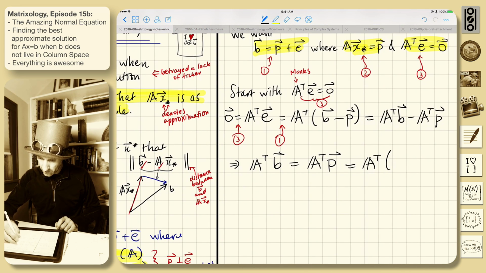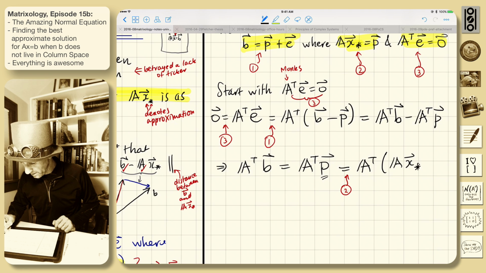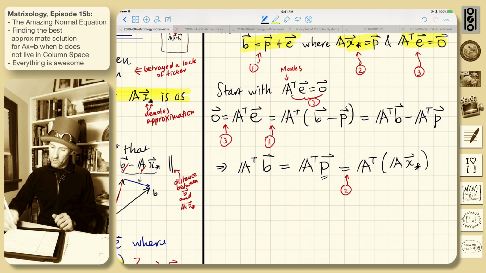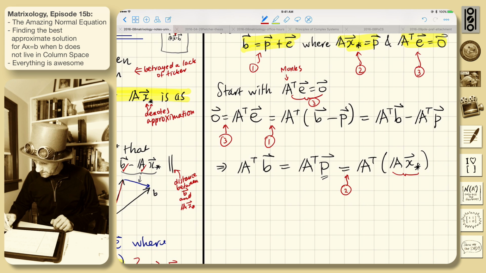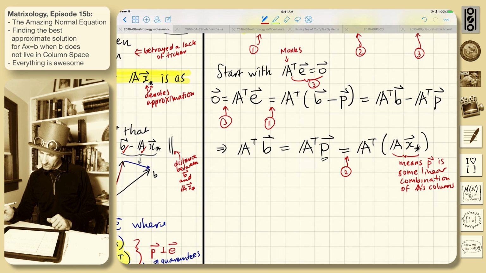So this is 2. We're going to use 2 in this little equal sign. It's a sad 2. Make it a cool 2. Cool. Okay. So this P has to be some combination of A's columns. That's really what that says. A x star. P has to live in the column space, which means it's some combination. Right, so this is P. It's a mathematical way of saying P is some linear combination, such beautiful poetic words, of A's columns. Poetry. That's what you think about when you think about matrixology.